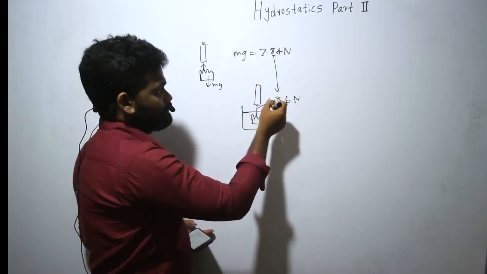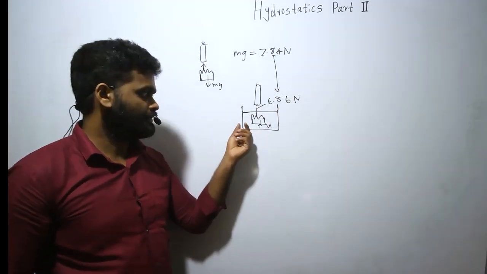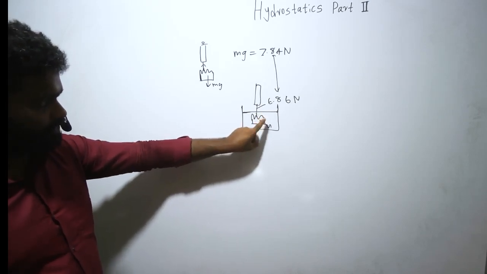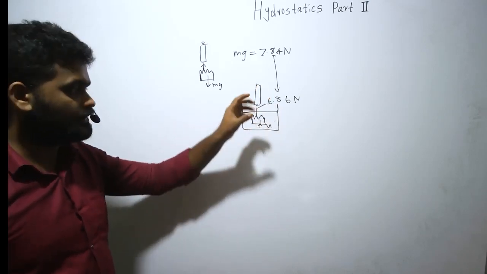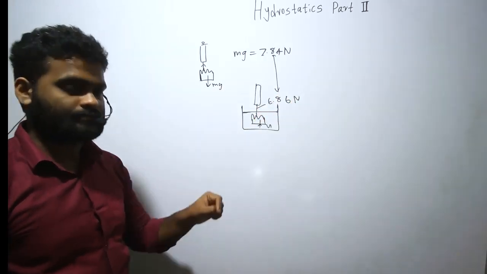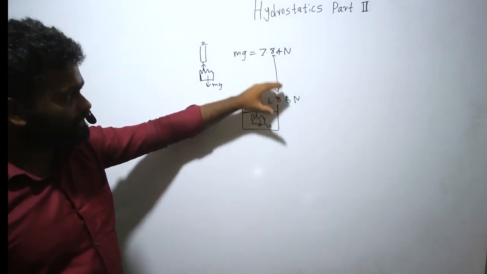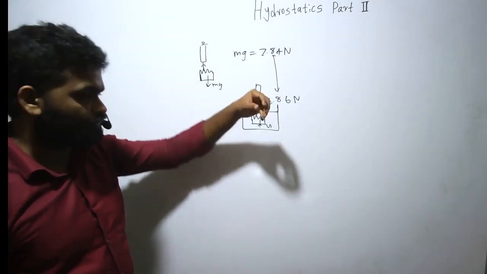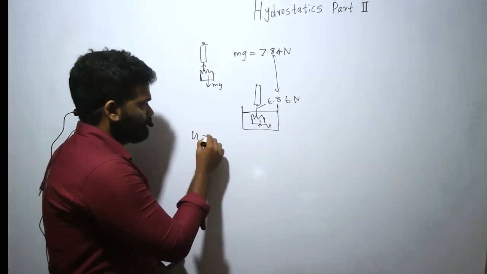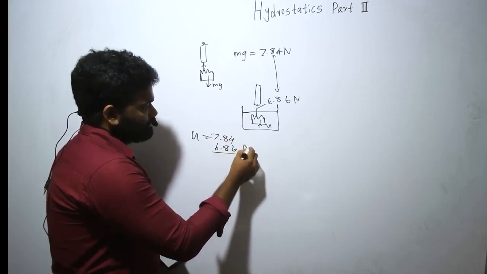From 7.84 to 6.86. So what causes this reduction? There's upthrust acting on the crown because it is immersed, right? So the reading decreases to 6.86 Newton. You can see the difference of these two. The difference is caused by the upthrust. So the upthrust should be equal to the difference. That is 7.84 Newton minus 6.86, right?